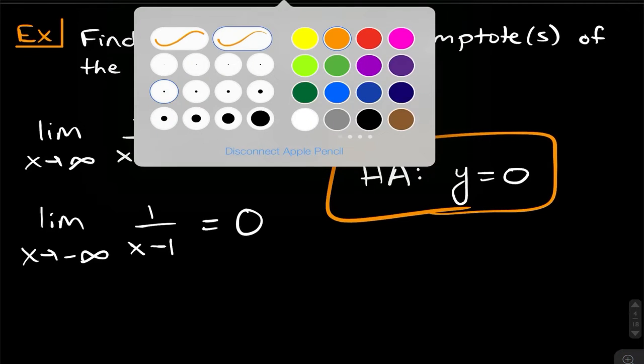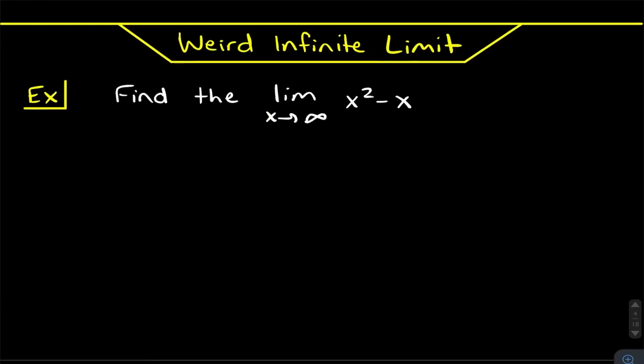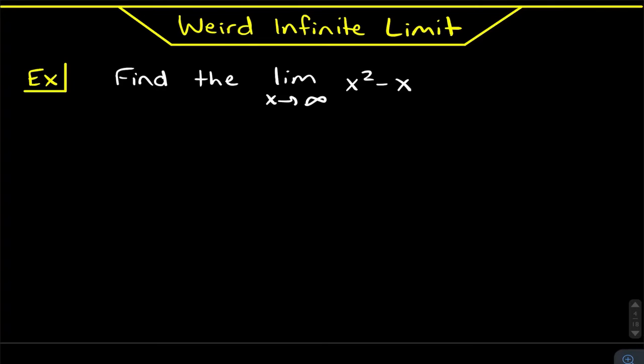Okay, awesome. So that is some pretty easy limit stuff compared to the other stuff that we're going to do. This is a weirder example.